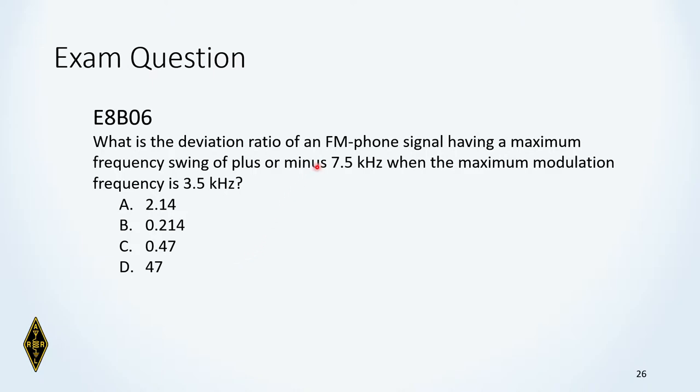Now here they change the words. They're talking about an FM phone signal. They haven't used that word before, but it doesn't matter. The formula works the same way. Exactly. 7.5 divided by 3.5. And they're both kilohertz, so we don't have to do anything fancy there.